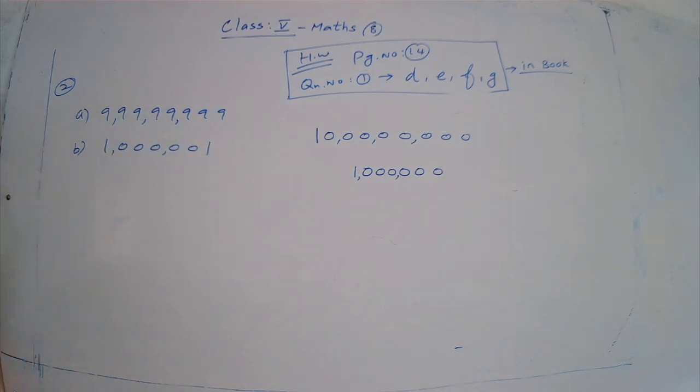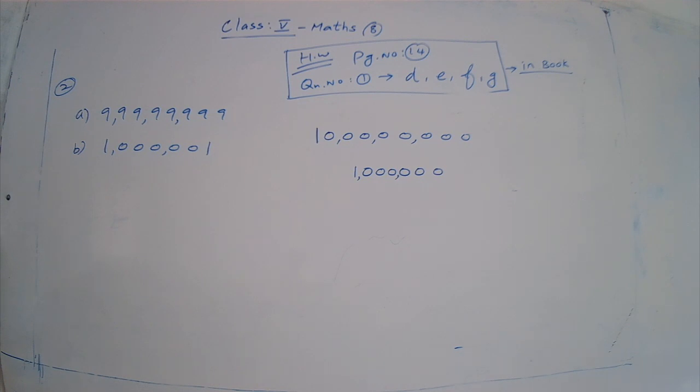Okay children? Write it in your book only. First, the A question, the answer is 9 crore 99 lakh 99,999. Now the B part answer is 1 million and 1. Next question. C. 99,999,998 is the dash of 99,999,999. Say the answer.